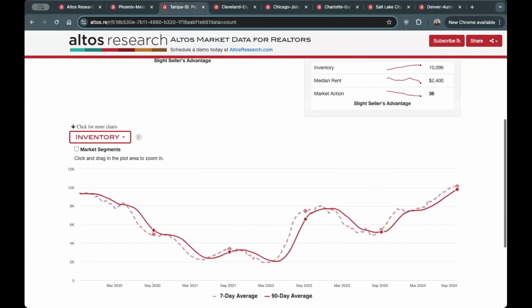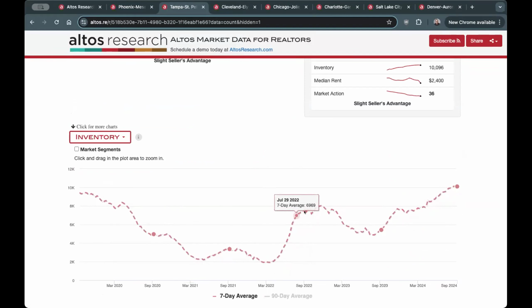Let's look at Tampa next. Tampa is one of these others that had pandemic strong inbound, then slowed way down in 22. This is the inventory chart in Tampa.